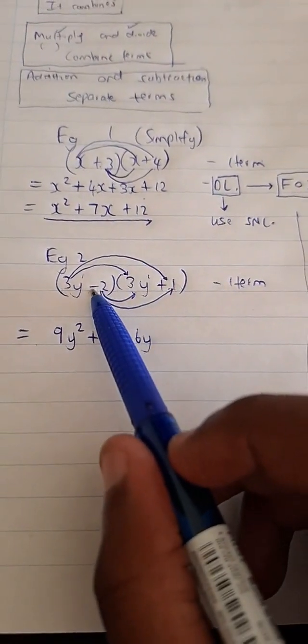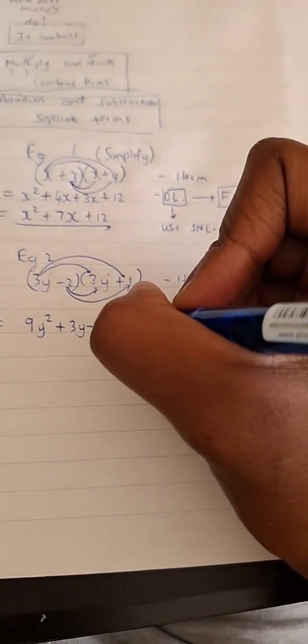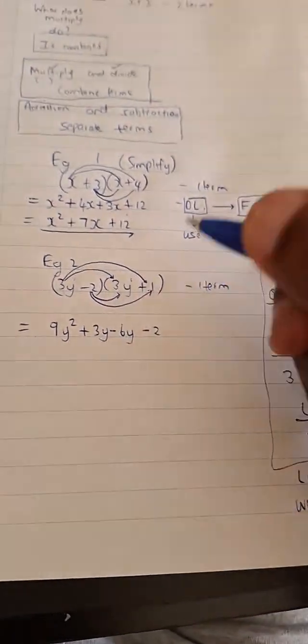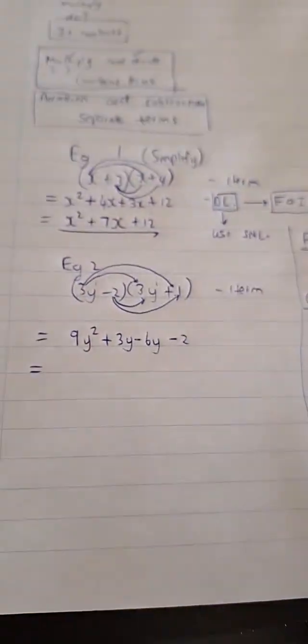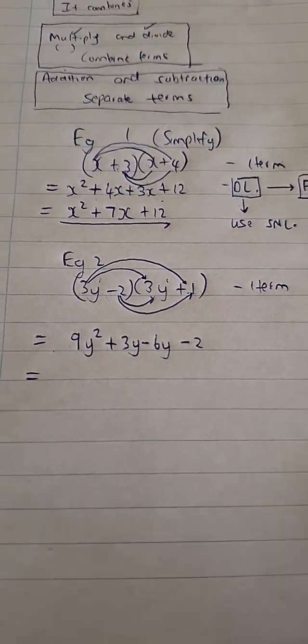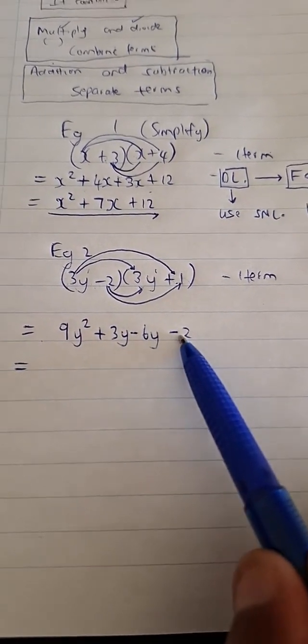Then lastly, negative 2 times positive 1. And negative times a positive is a negative. Then what's 2 times 1? It's 2. Then what do we do after that? We check for like terms. Like terms, okay? Like terms, okay? So we look at 9y squared plus 3y minus 6y minus 2.